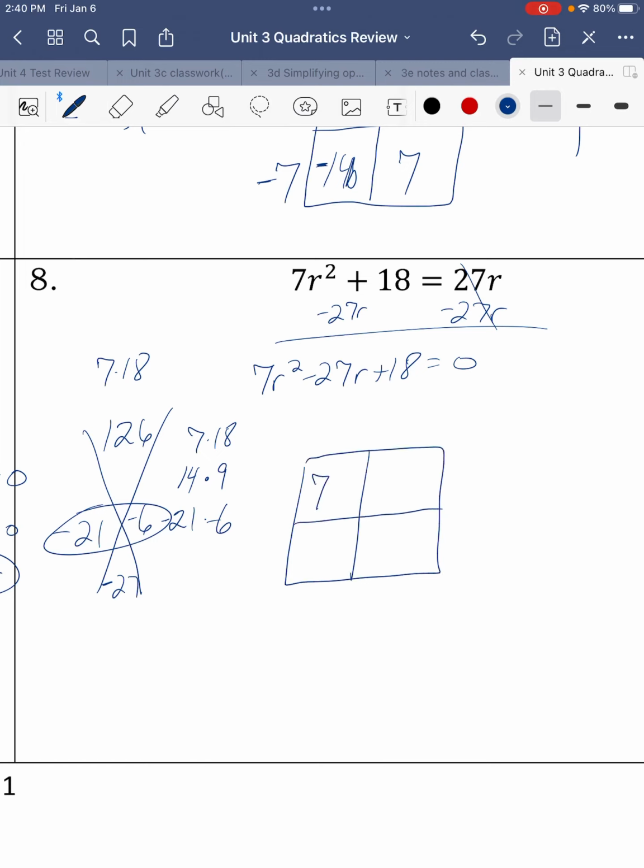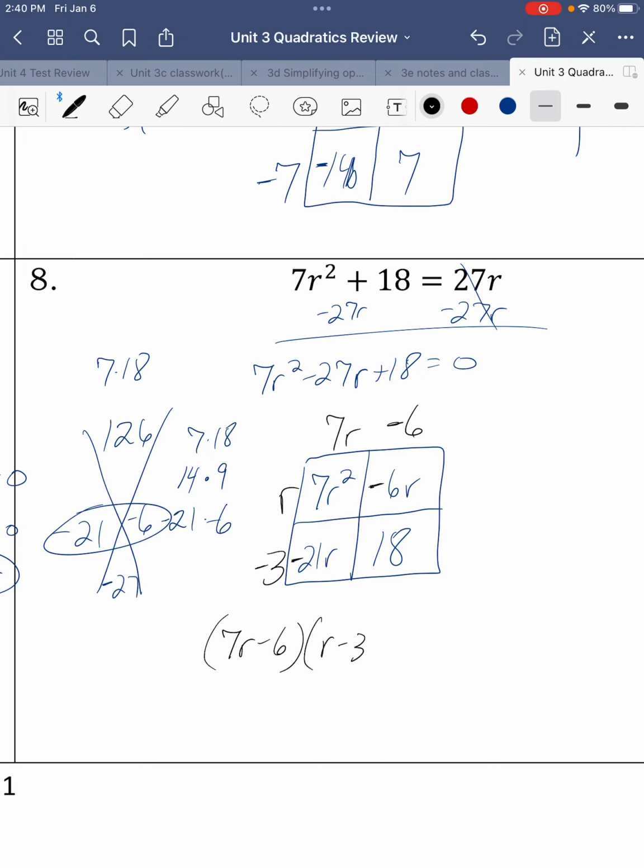So top left is going to be A term, C term in the bottom right. We have negative 21 and negative 6, and they're going to add up to the B term. So we have bottom row is going to be the greatest common factor is 3. Top row is R. Last column is 6. First column is 7R. You have a negative and a negative 21, so it's negative 3.